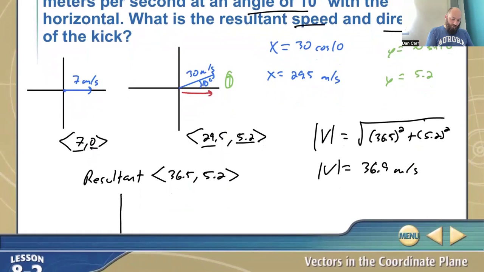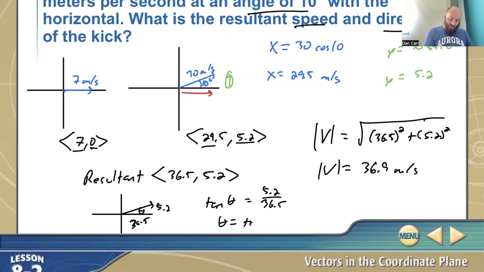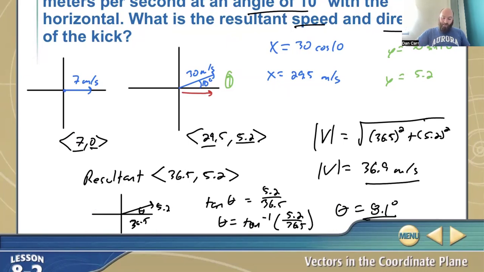If I model this vector very quickly, it's going to look something like this. It's 36.5 and 5.2. For my theta, my direction here, I'm going to use tangent. The tangent of theta is equal to opposite over adjacent. So theta is equal to the inverse tangent of 5.2 over 36.5. When I do that, I get theta of 8.1 degrees. So my resultant speed is 36.9 meters per second at an angle of 8.1 degrees.